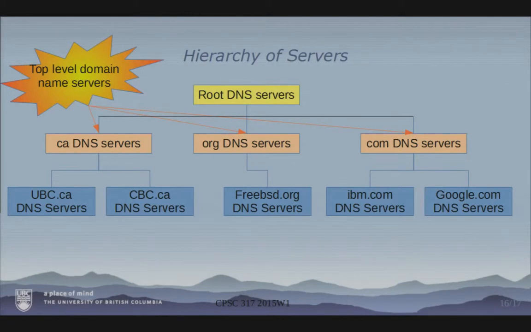But if we looked at something like UBC, it would say, I don't know the answer to that, but there is this UBC.ca name server. If you're looking up something like www.cs.ubc.ca, that might know. So you go and ask it, and you keep doing this until one of two things happens: either you get an answer, or it says no such name. For example, at ubc.ca, if it's actually cs.ubc.ca, it will go to a CS name server.